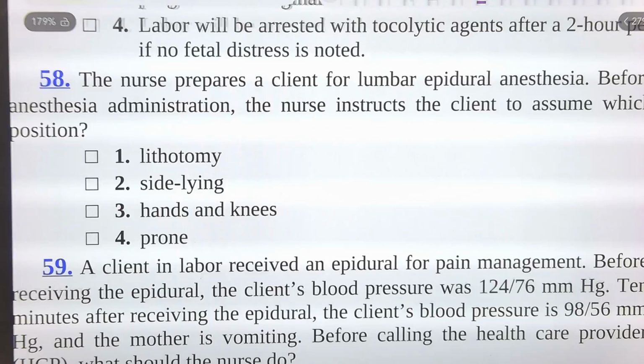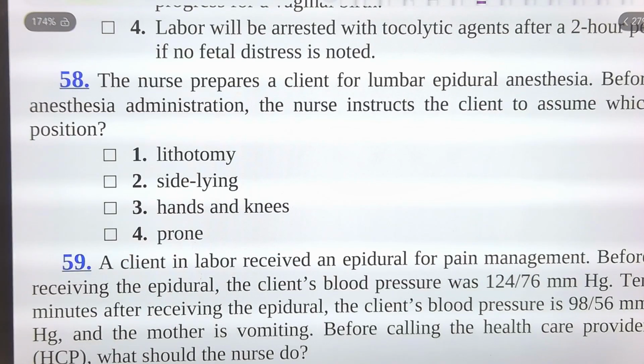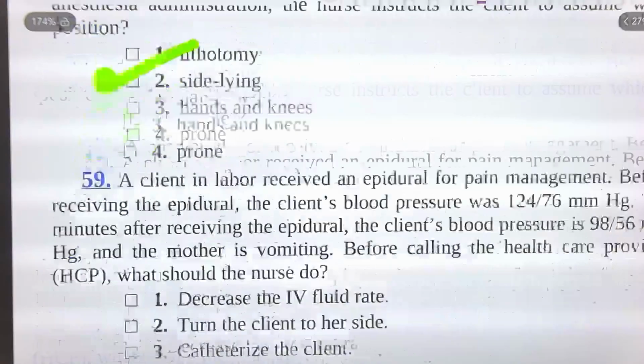Let's read the next question, 58. The nurse prepares the client for lumbar epidural anesthesia. Before anesthesia administration, the nurse instructs the client to assume which position? In which position do we give lumbar epidural anesthesia? So read all the options. What can be the right one? Side-lying position or sitting position?